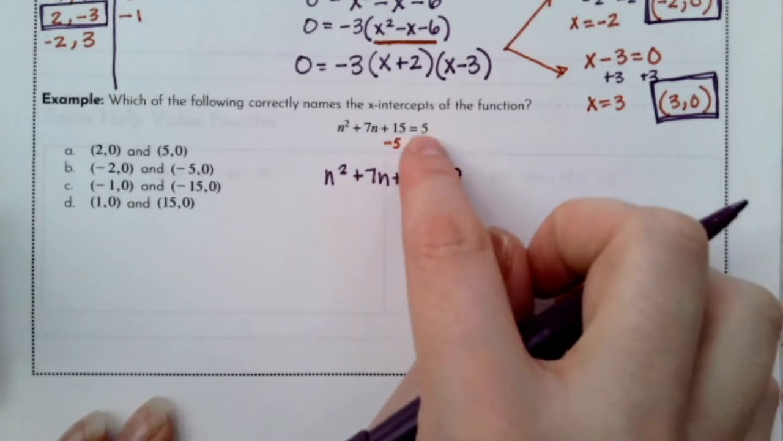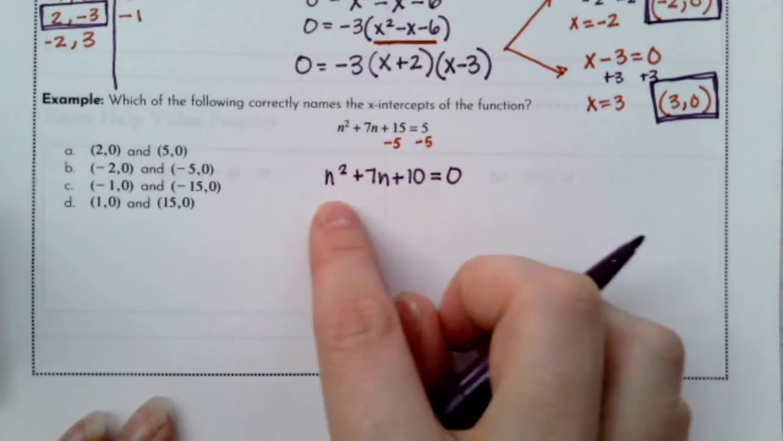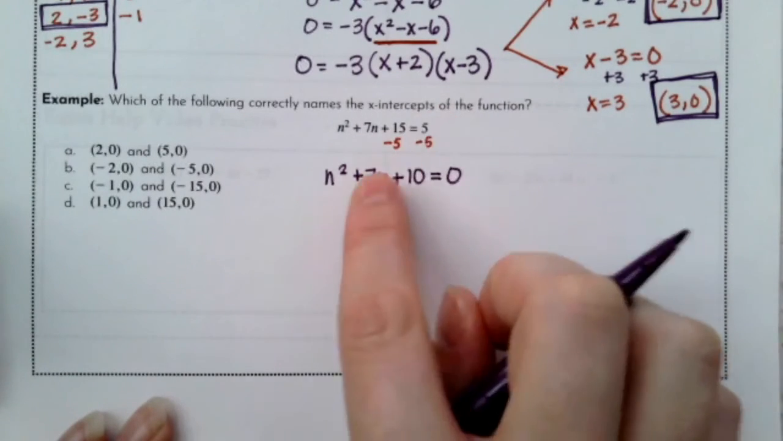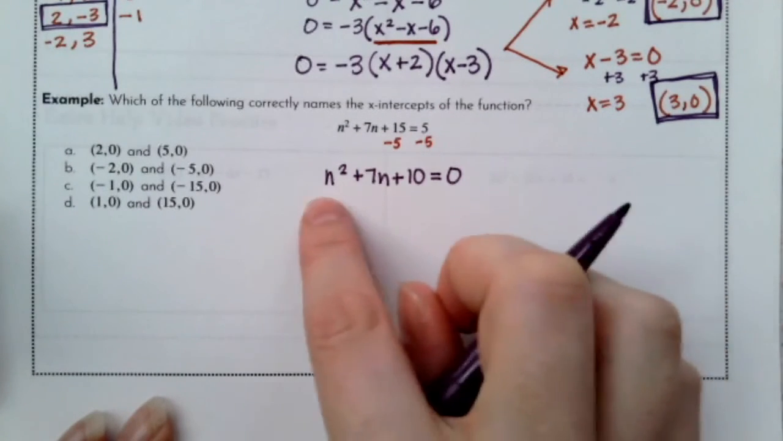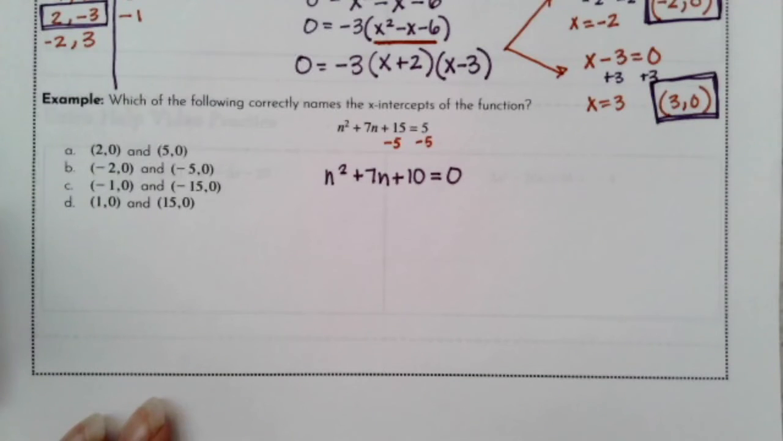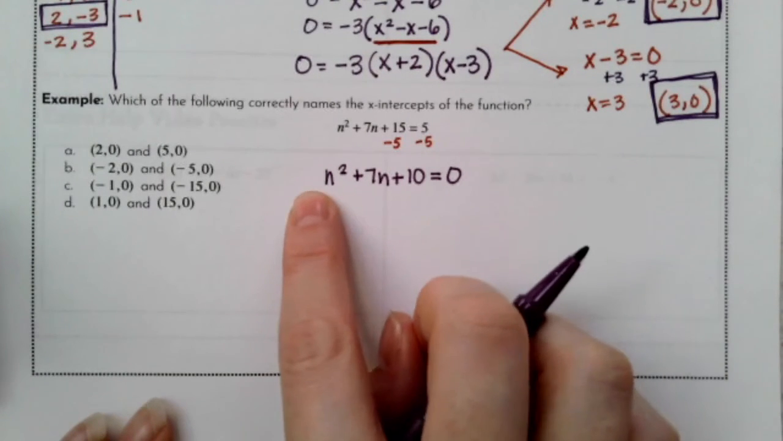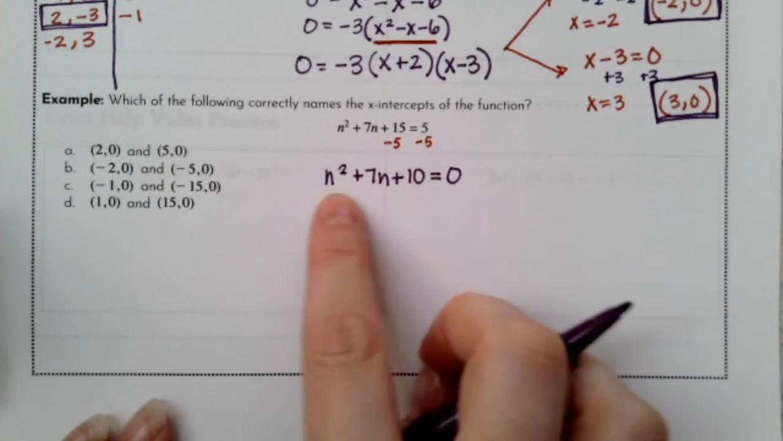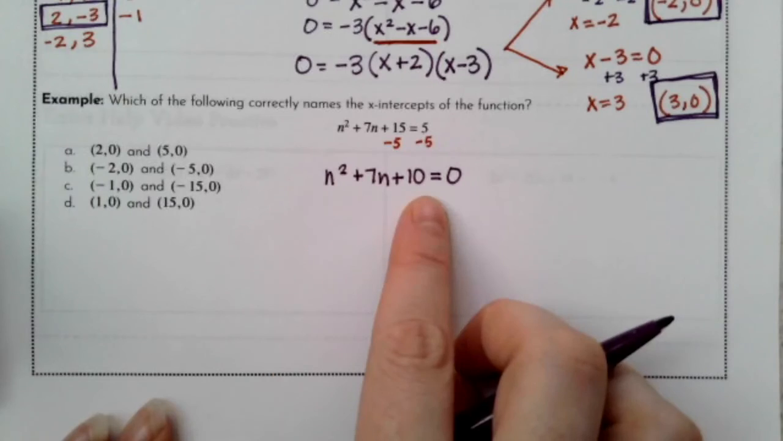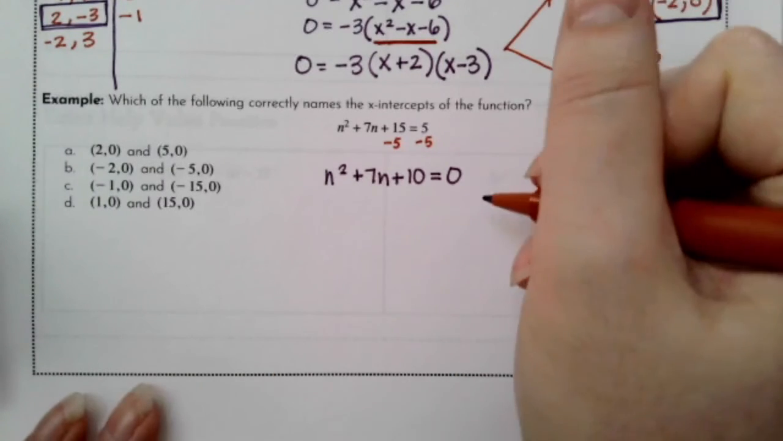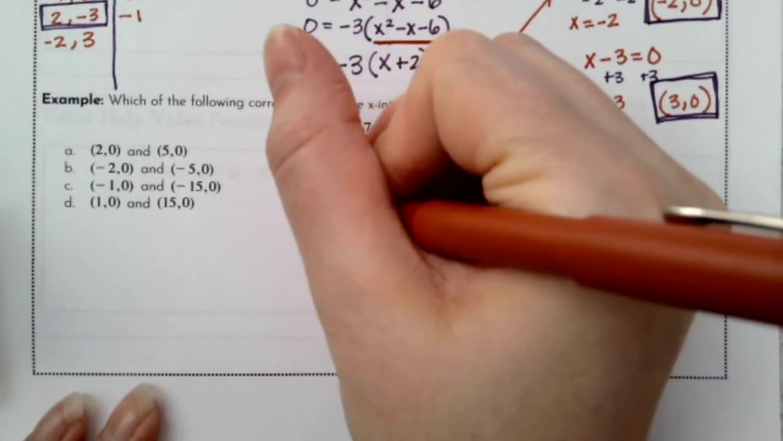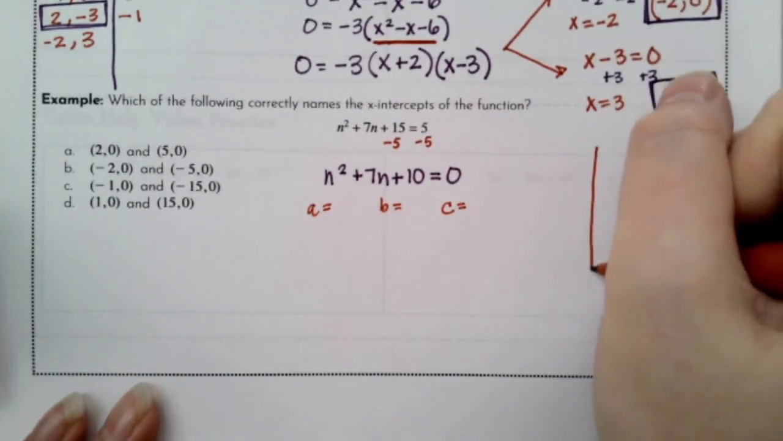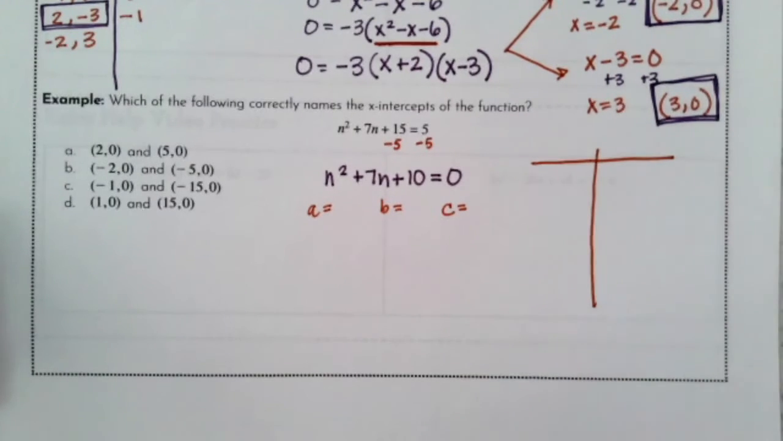So if there's ever anything on the other side, you have to move it first before you get started. You cannot factor just this part and pretend the 5 doesn't exist. You have to get it over on the other side so that you can simplify. Then you want to find the GCF, but you can see this is just a 1, so there is no GCF, or the GCF is just 1. So we don't need to factor anything out of this problem. We can simply skip to finding our A, B, and C, and then making our T-chart to find our factors.